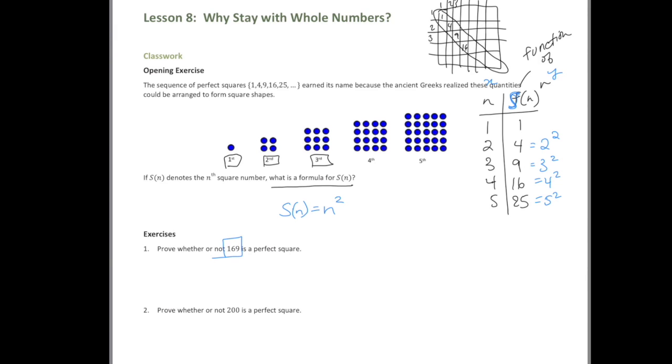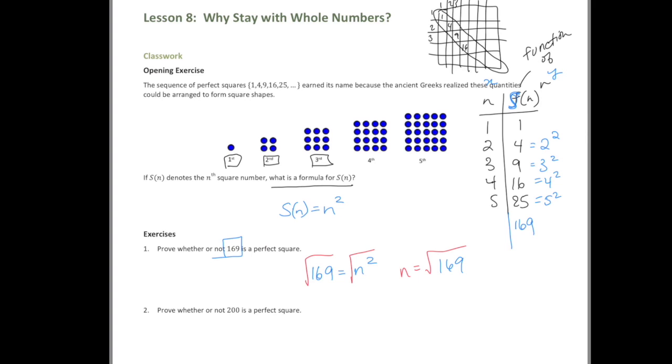Well, if 169 was a perfect square, then that means that 169 would go on this side with the perfect squares on the right side of the table, which would mean that when you plug it in, it would be on the side of the y, or S of n, and you would have a formula that's 169 equals n squared. And so you would just have to solve for n. In this case, when we solve for an exponent, we have to take the root. Because it's a square exponent, we take the square root. And so n would have to be equal to the square root of 169.